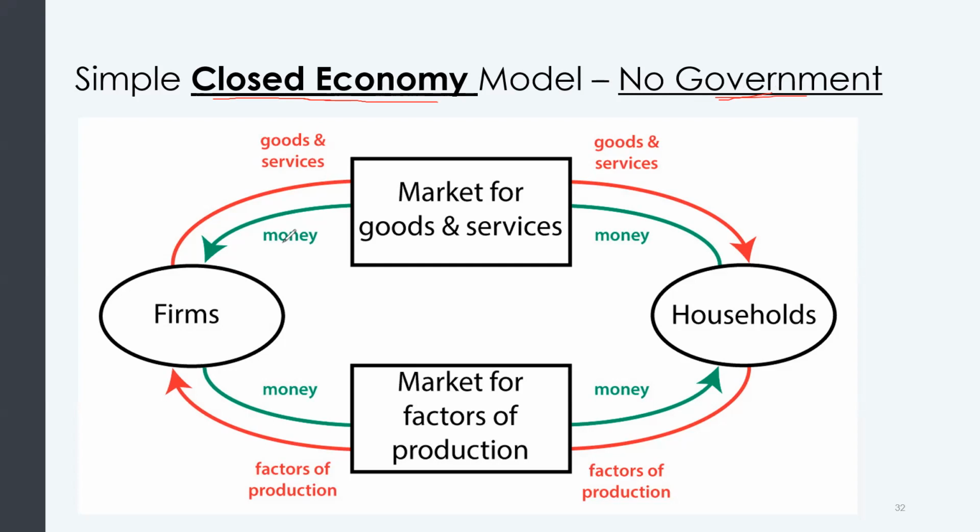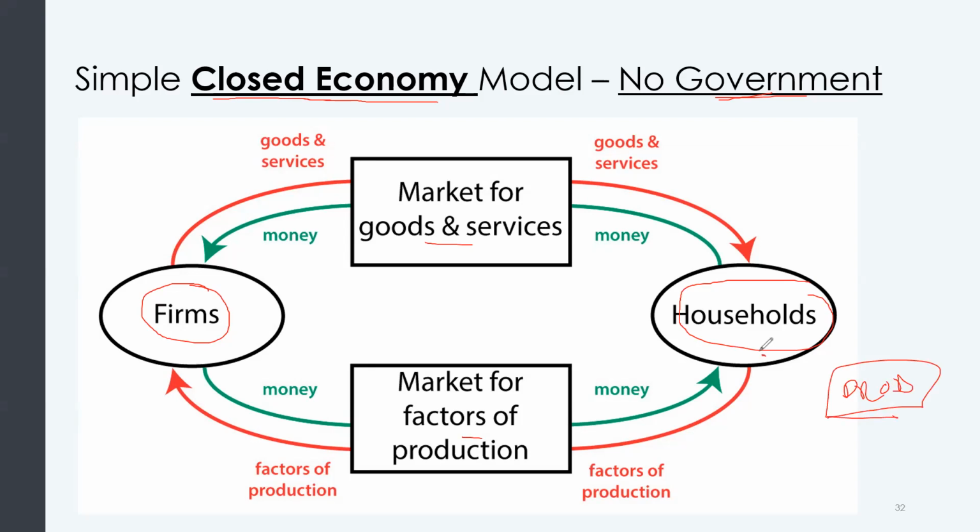Right? So if we don't have a government and we don't have international trade, how do things interact in economics? Right? So remember, we said that there are firms. Firms represent companies. And then there are households in an economy. Right? And then we said that there is a market for goods and services. And then there is a market for factors of production. So this is what happens in an economy. Let's go through the red line. I want you to look at the red line first. Right? The red line represents the production flow. Remember, I said there are three flows. The red line represents the production flow.